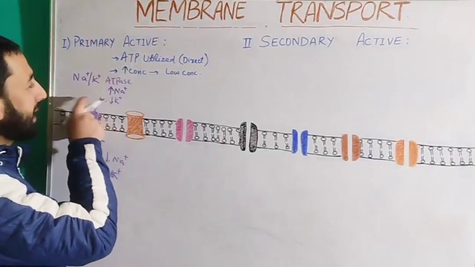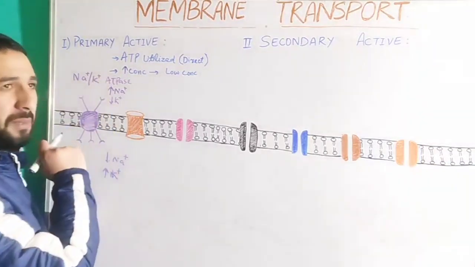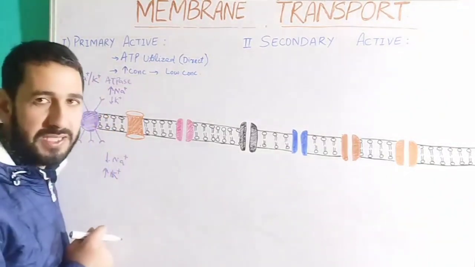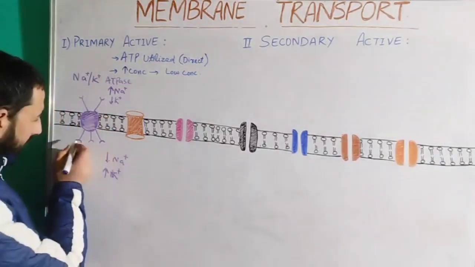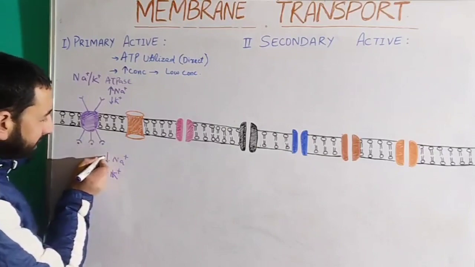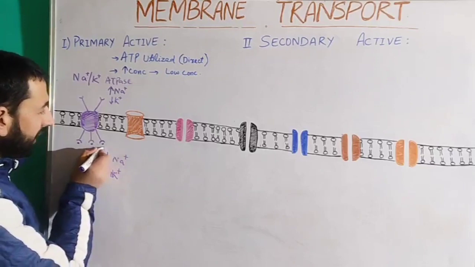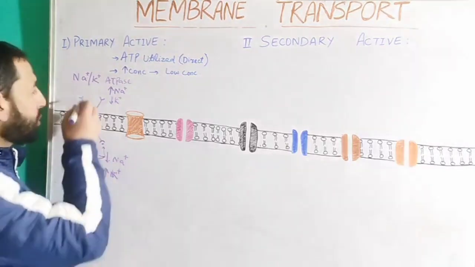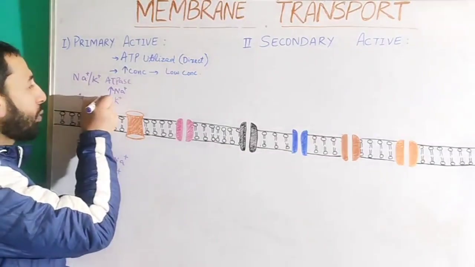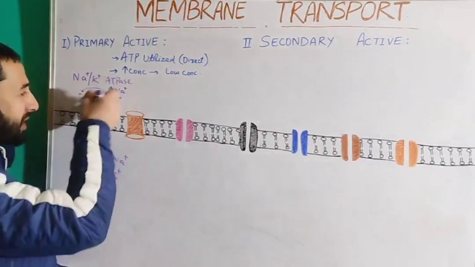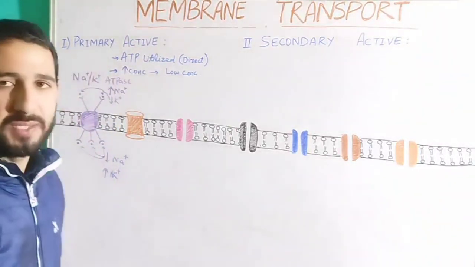2 binding sites are outside of the cell membrane and 3 binding sites are towards the inside of the cell membrane. Right. Now these 3 binding sites are definitely going to be for 3 sodium ions. So sodium will come and bind on these 3 binding sites, and 2 potassium ions are going to be binding on these 2 binding sites, which are towards the outside of the cell membrane.